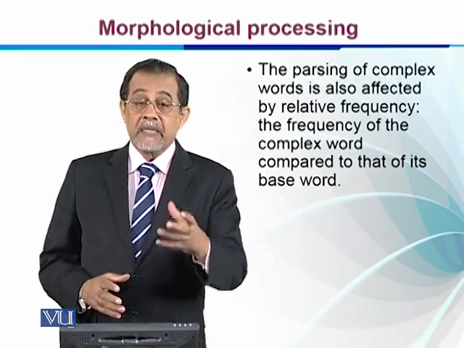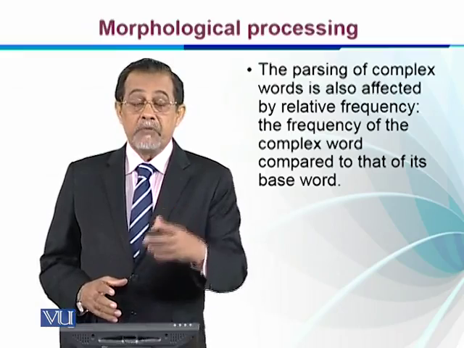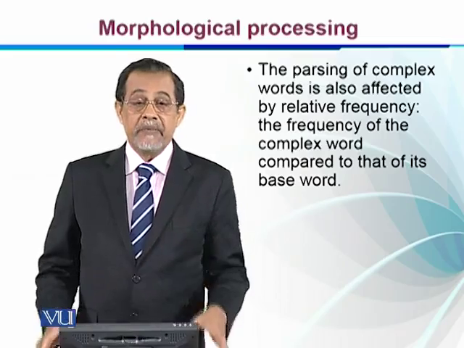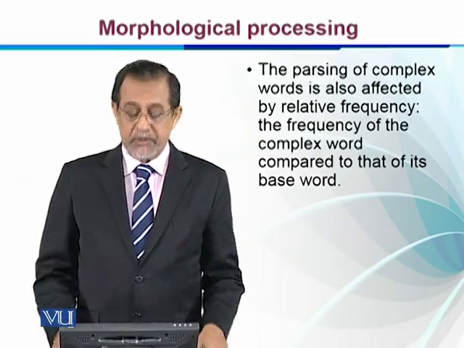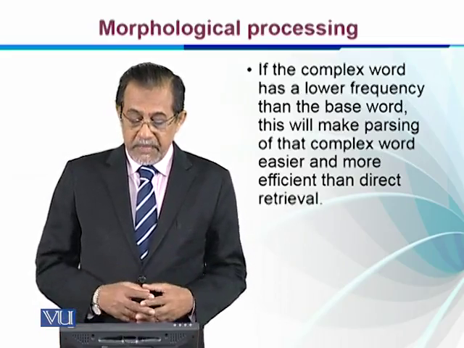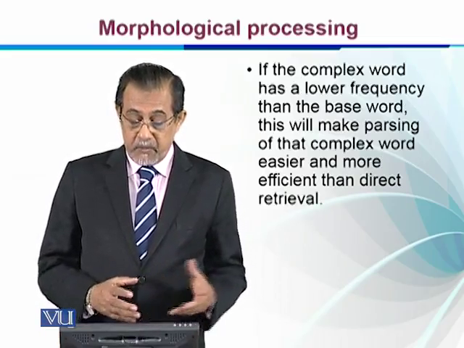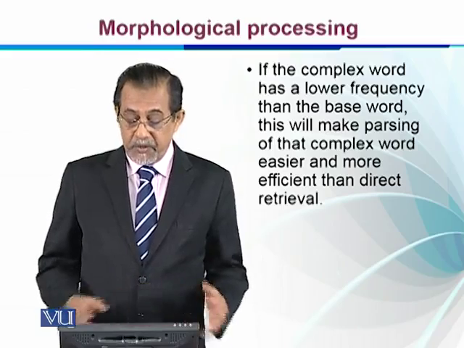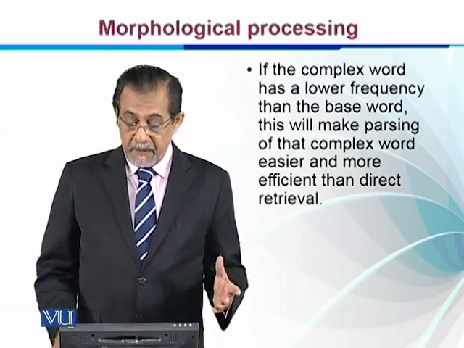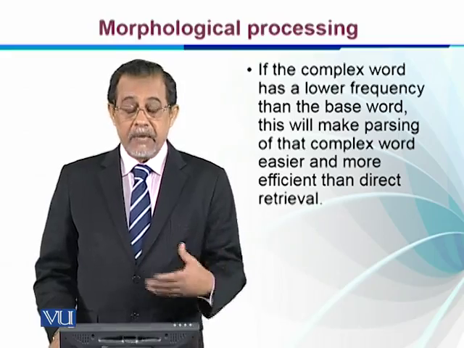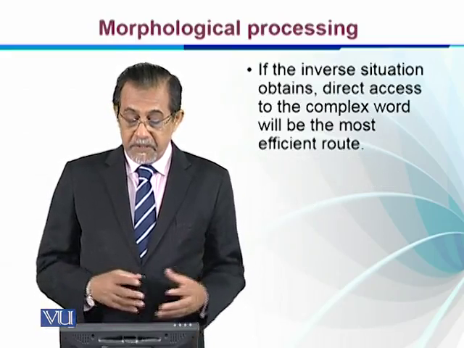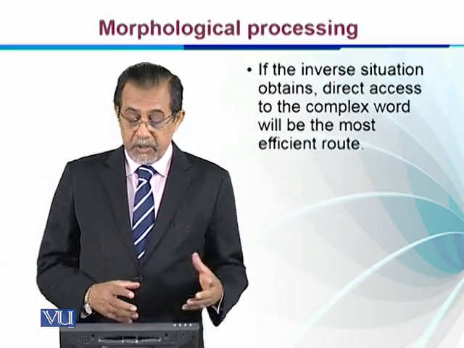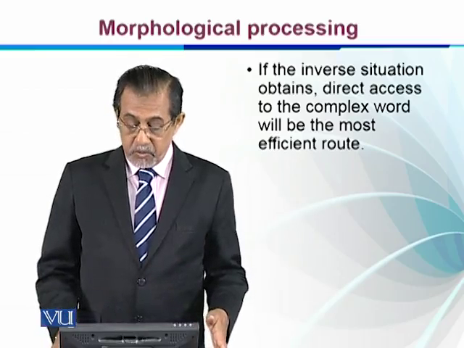Obviously, words with the same base are recognized earlier, but the base is more frequent and we will recognize it and it will have a direct path. If the complex word has a lower frequency than the base word, this will make parsing of that complex word easier and more efficient than the direct retrieval. Obviously, we will understand it by parsing. If the inverse situation obtains, the opposite situation, direct access to the complex word will be the most efficient route.